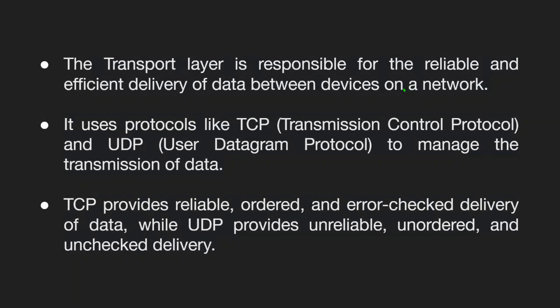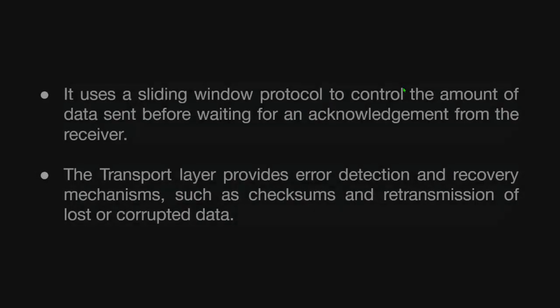devices on a network. It uses protocols such as TCP and UDP to manage the transmission of data. TCP provides reliable, ordered, and error-checked delivery of data, while UDP provides unreliable, unordered, and unchecked delivery of data. The transport layer segments the data received from the application layer into manageable chunks called segments. Each segment is assigned a sequence number, which is used to ensure that segments are received in the correct order.